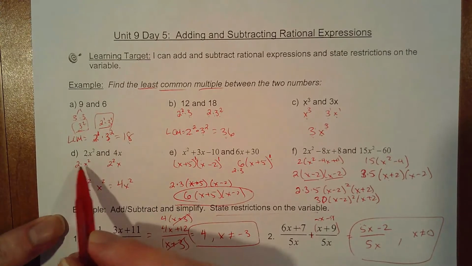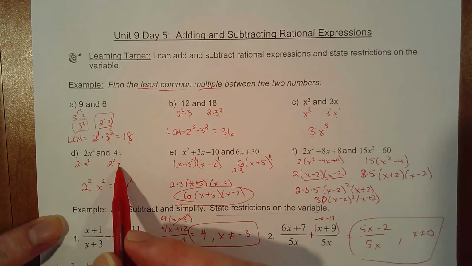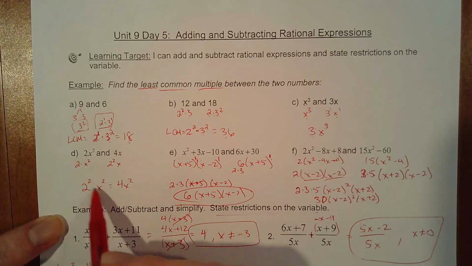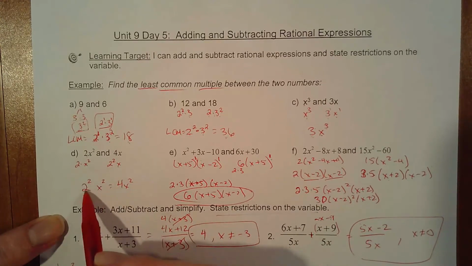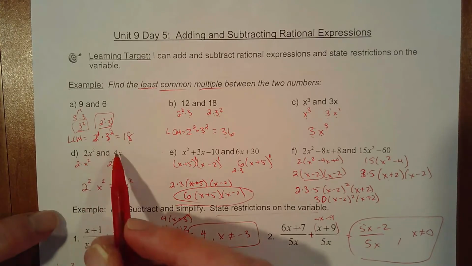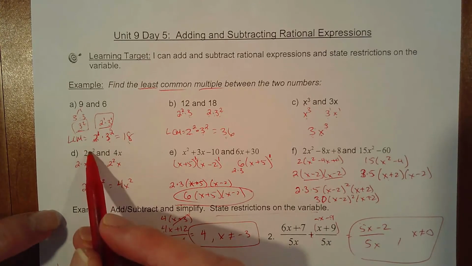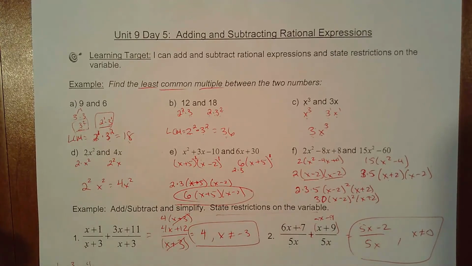Here, 2 times x squared, and 4 is 2 squared times x. So I see 2's and I see x's. Their highest powers are 2 and 2, because that one has a 2 and that one has a 2. So 4x squared would be the least common multiple of 2x squared and 4. I could multiply this by 2 and that by x, and now I get 4x squared. They both would equal 4x squared, and I could add them if they were denominators.